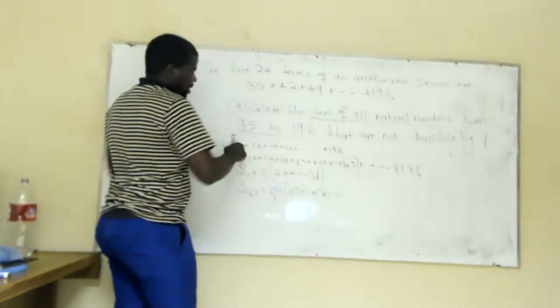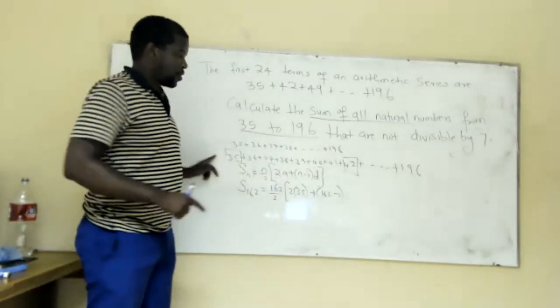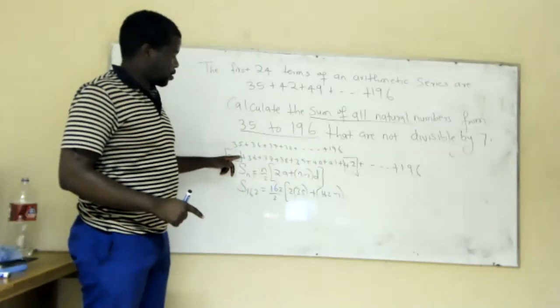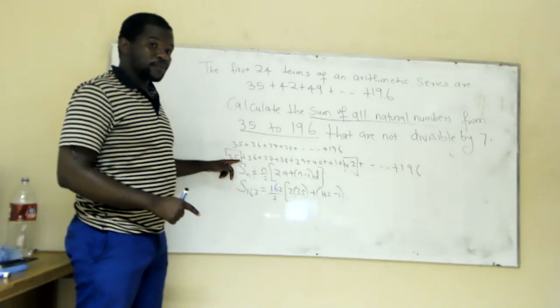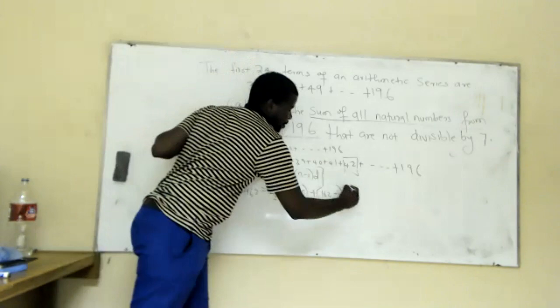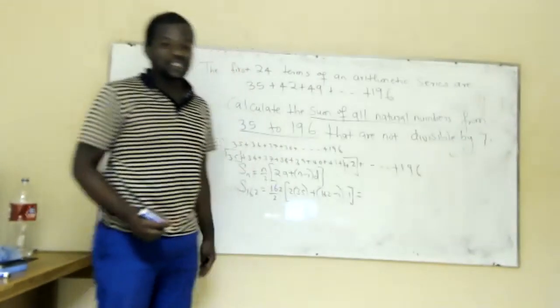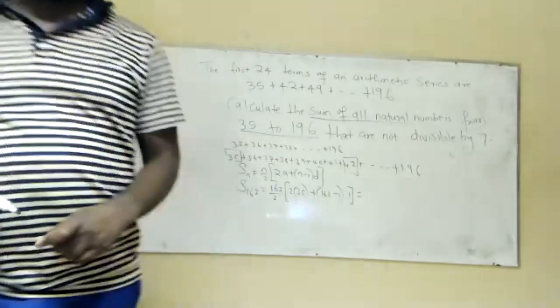The d of this sequence. Can you tell me the common difference of this sequence? One. It's 1. Yes, definitely. And then put this into your calculator. Just substitute this as it is into your calculator and tell me the answer you get.